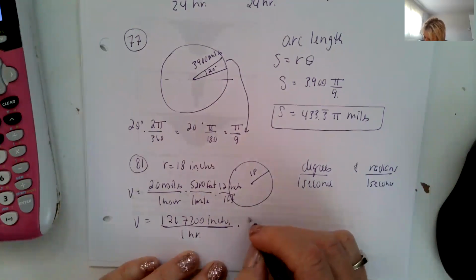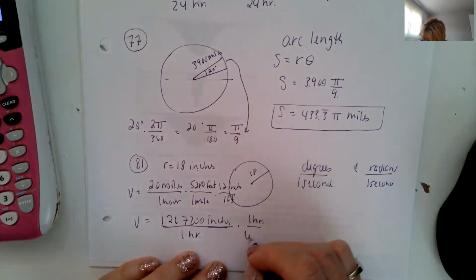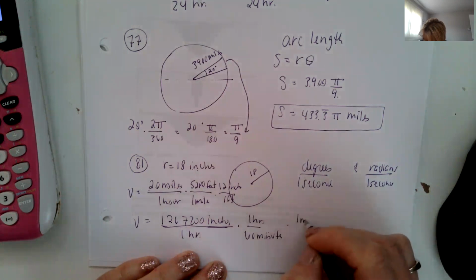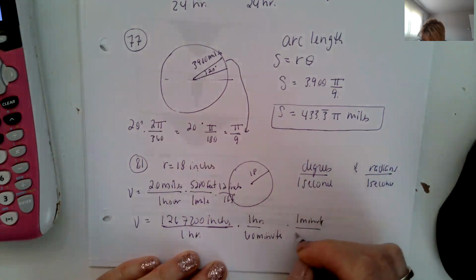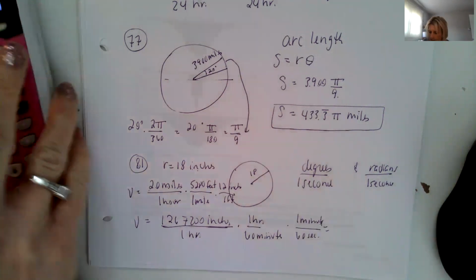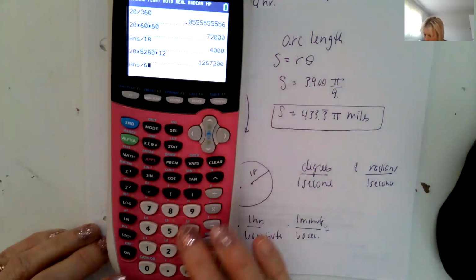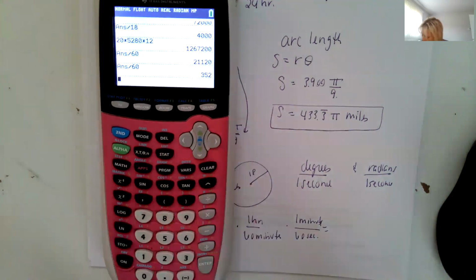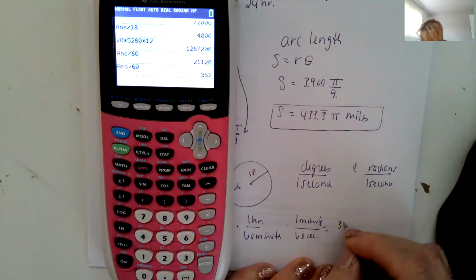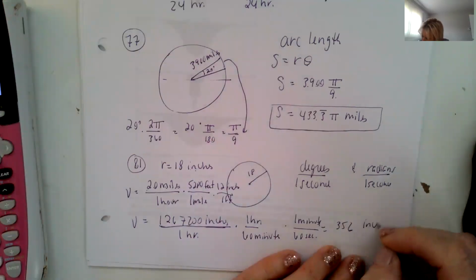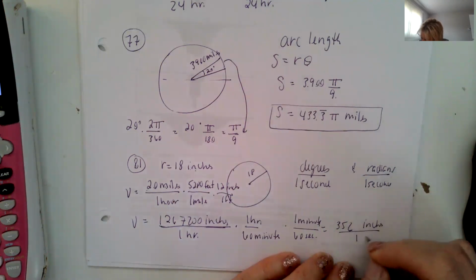So 1 hour is 60 minutes and 1 minute is 60 seconds. Now we're going to divide by 60, divide by 60, and we're at 352 inches per second.